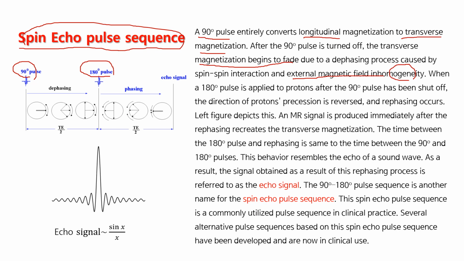When a 180 pulse is applied to protons after the 90-degree pulse has been shut off, the direction of protons' precession is reversed and the rephasing occurs. The left figure depicts this.